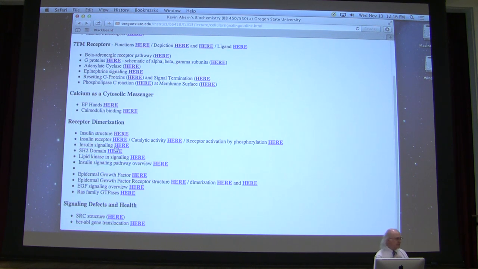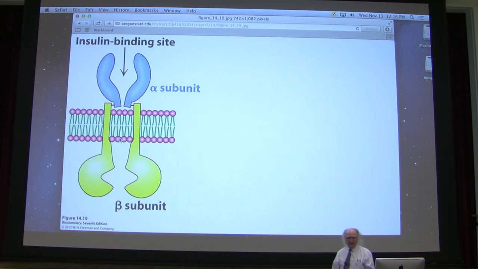Now, we're not focusing on insulin here. We're focusing on the receptor for insulin. The receptor for insulin is found in the cell membrane, and it looks like this. It actually has two subunits, and these two subunits we call a dimer, D-I-M-E-R.